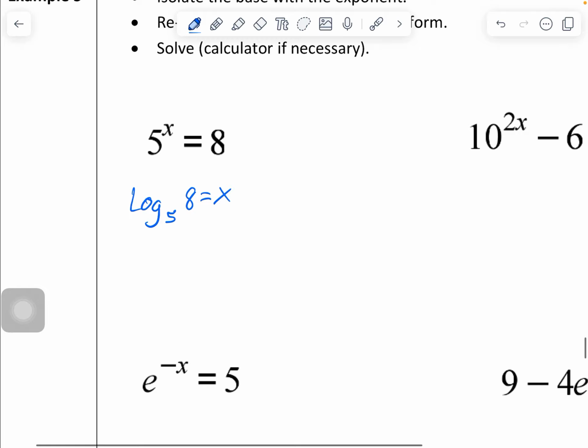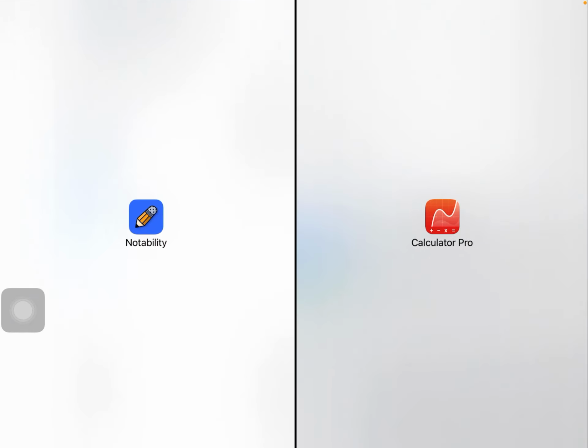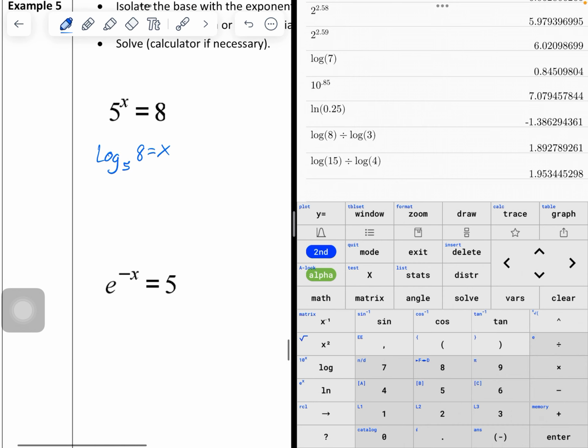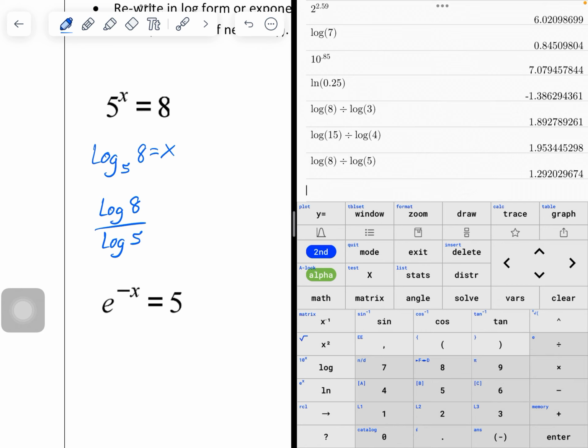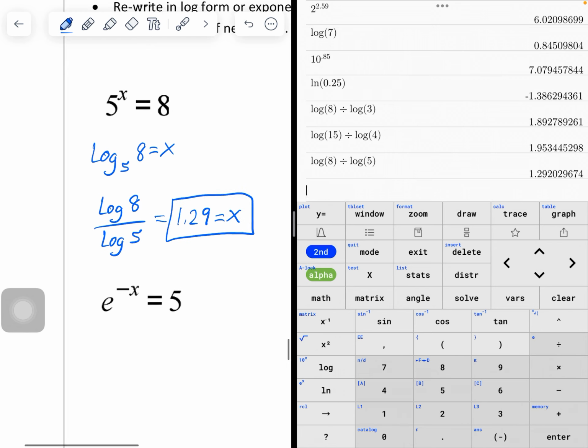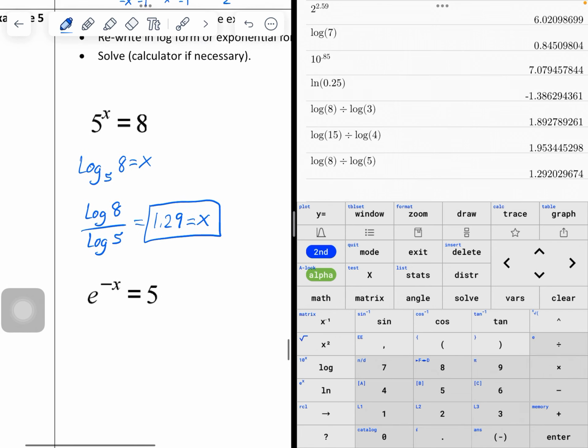This is definitely a calculator problem. So we're going to go to our calculator here. I'm just going to leave it up because a lot of these are going to require the calculator. Log, and we would have to type in the log of 8 divided by the log of 5 because we are trying to use the change of base formula. And that comes out to be 1.29. So that is our answer on this one. Definitely not one we can solve without a calculator. But the exact form of it would be this, log base 5 of 8.